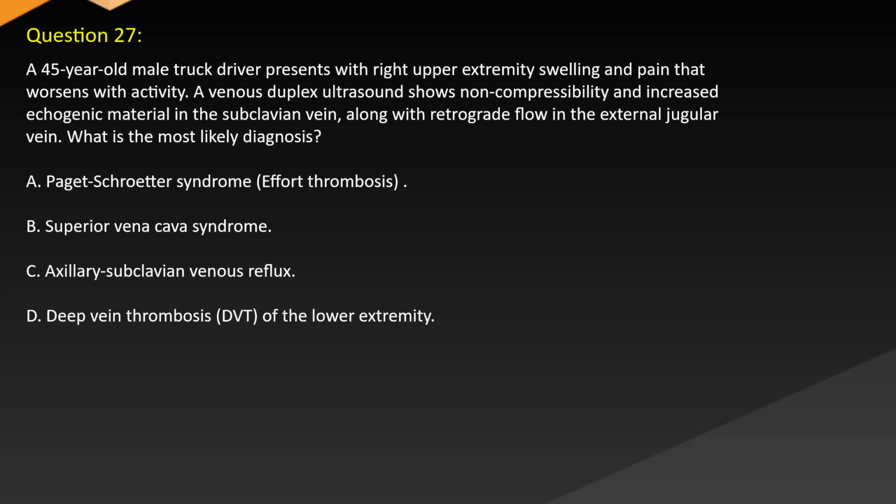Question 27. A 45-year-old male truck driver presents with right upper extremity swelling and pain that worsens with activity. A venous duplex ultrasound shows non-compressibility and increased echogenic material in the subclavian vein, along with retrograde flow in the external jugular vein. What is the most likely diagnosis? A. Paget-Schroetter syndrome, effort thrombosis. B. Superior vena cava syndrome. C. Axillary subclavian venous reflux. D. Deep vein thrombosis, DVT, of the lower extremity.